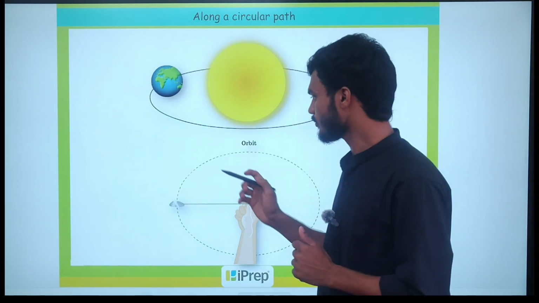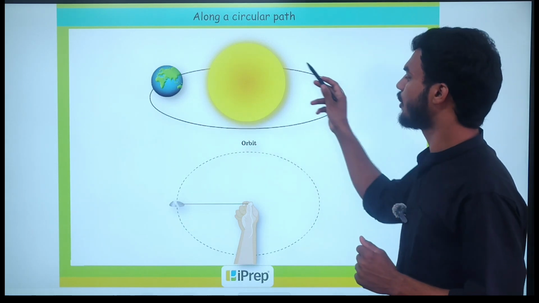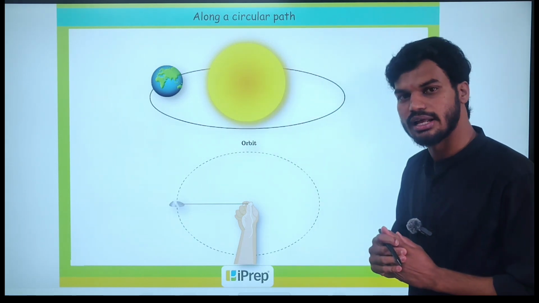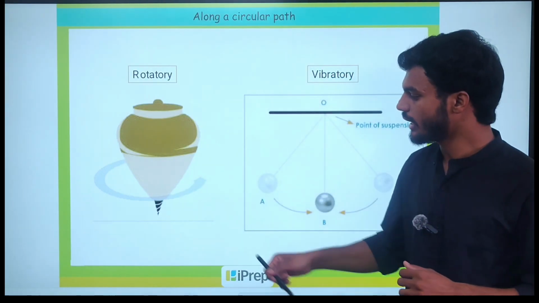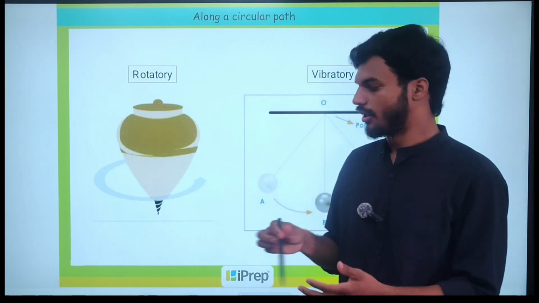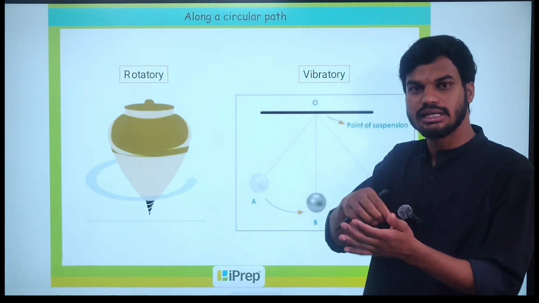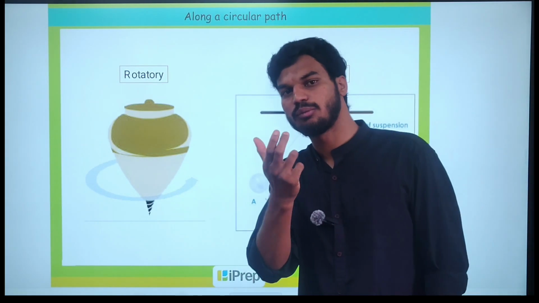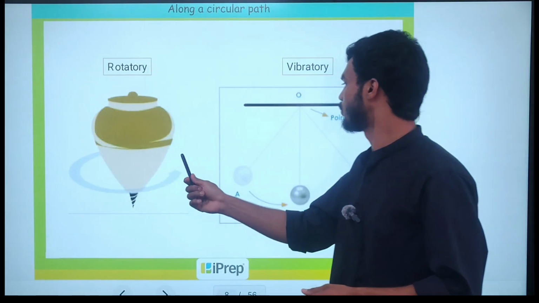Next, circular motion, circular paths. Look here, it is an orbit. Earth is moving in a specific orbit, right? It is known as circular motion. Rotatory motion, look at this one. It is rotating about a fixed point. The base is positioned at one position and the surface of the body is rotating in a fixed path. That is known as rotatory motion.